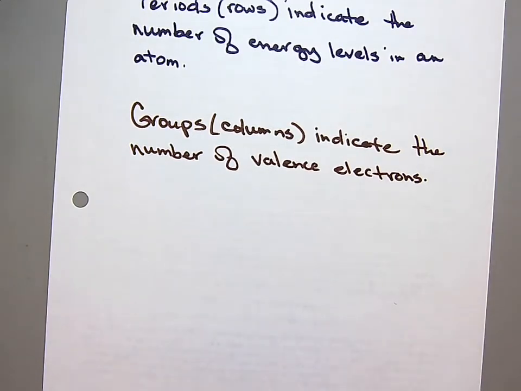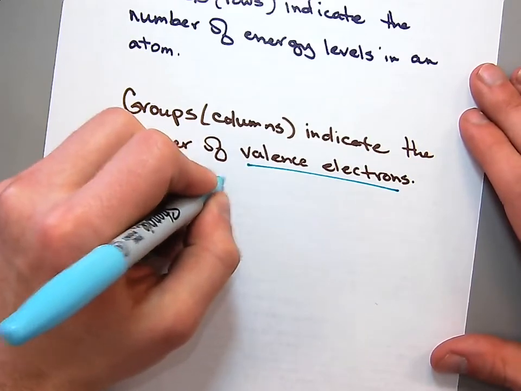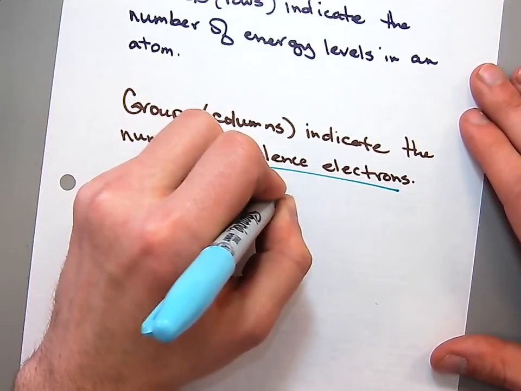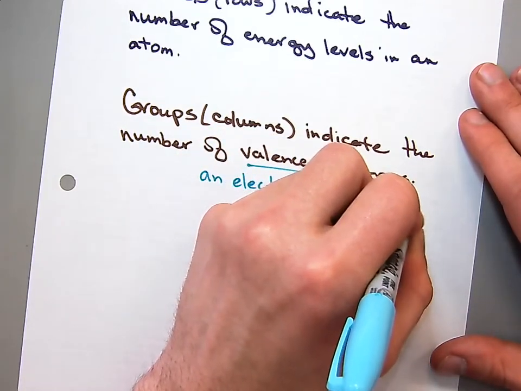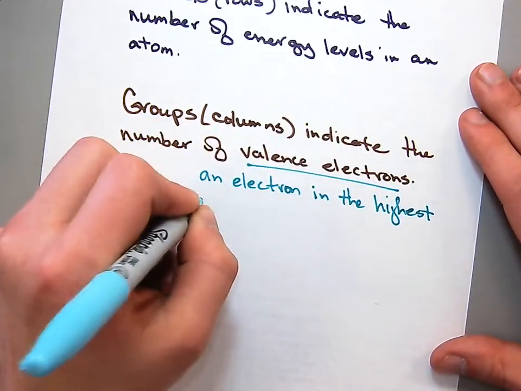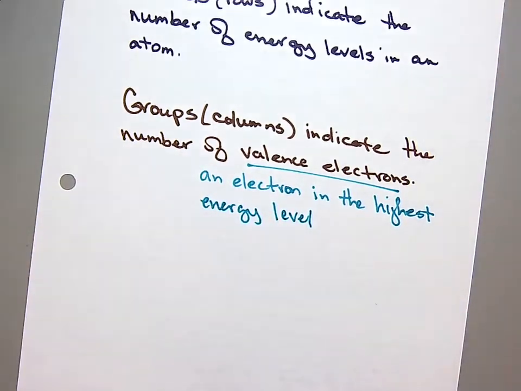Okay, so y'all didn't ask the question I was expecting, and the question should be, what's a valence electron? So a valence electron, guys, is an electron in the highest energy level. When I mean the highest energy level, if an atom has 3 energy levels, then the valence electrons are in energy level 3.